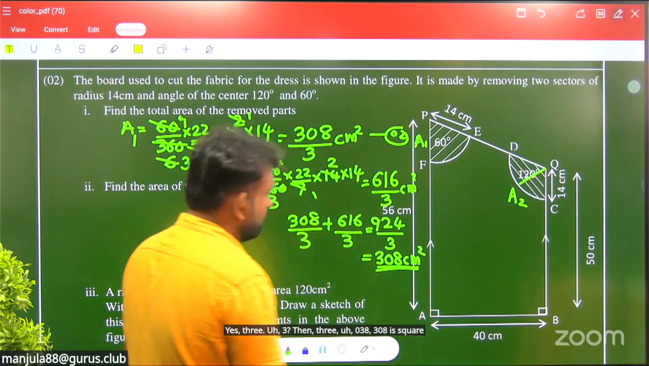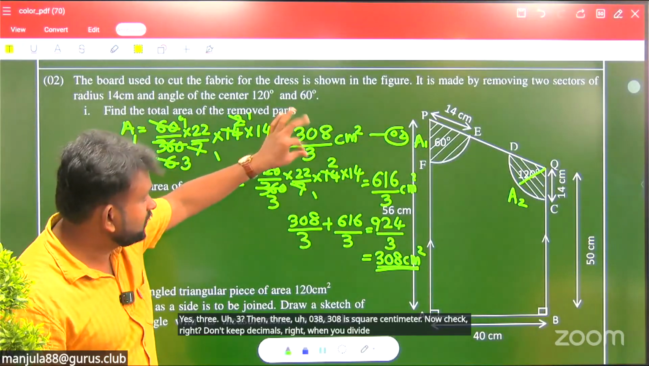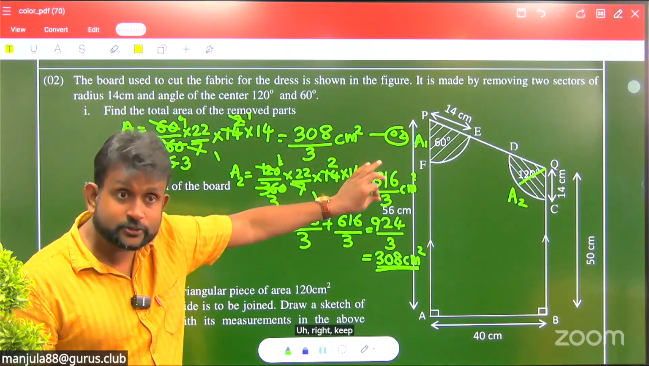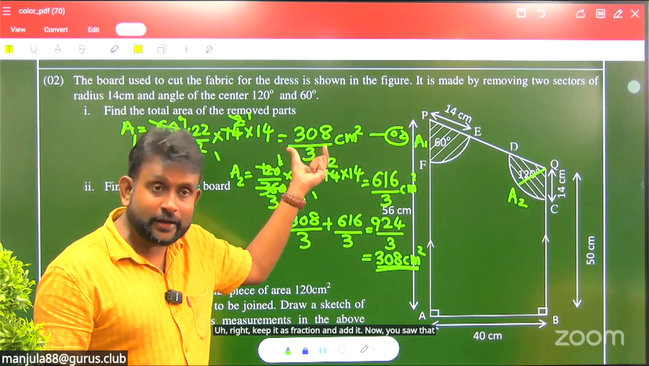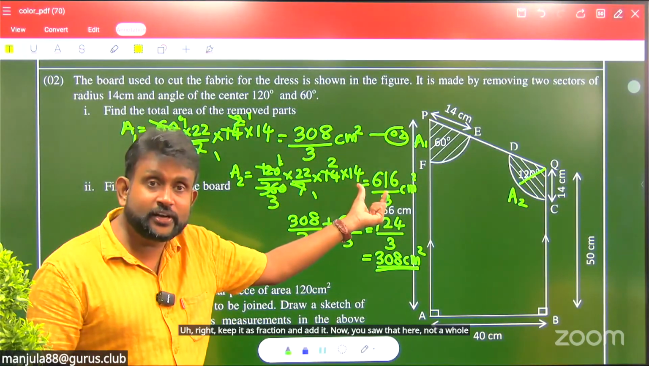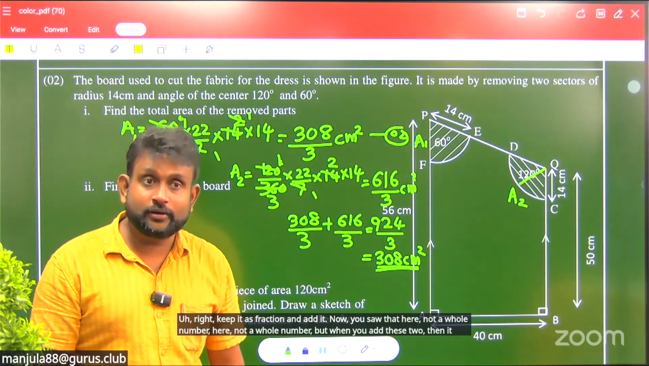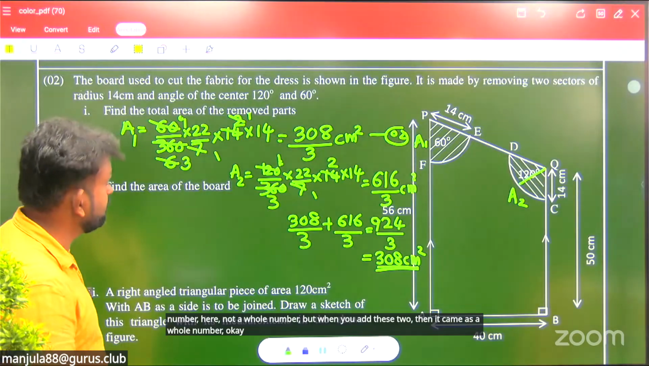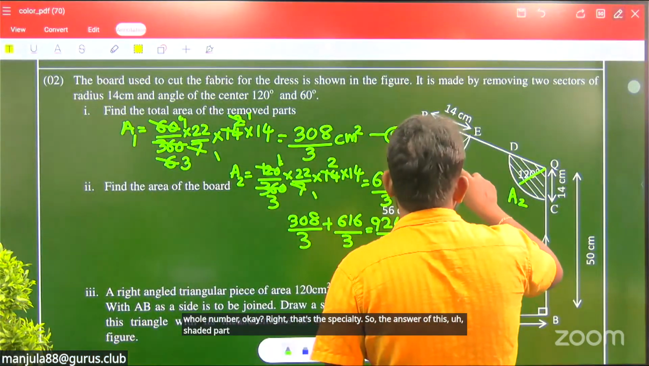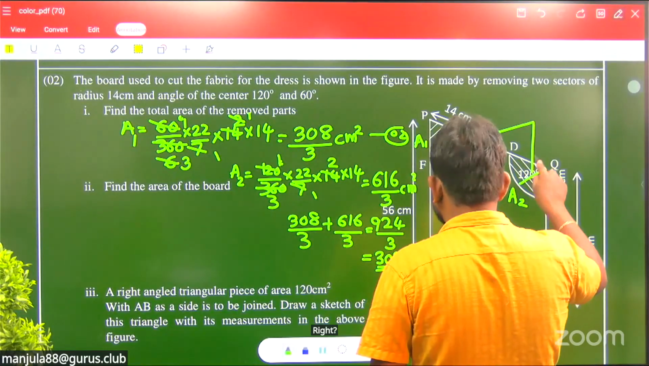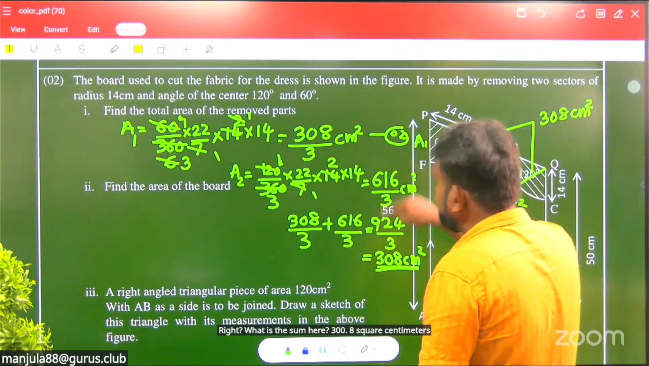Now check, right? Don't keep decimals. When you divide these, keep it as a fraction and add it. Now you saw that here is not a whole number, here is not a whole number, but when you add these two, then it comes as a whole number. Okay, right, that's the specialty. So the answer for the two shaded parts is 308 square centimeters. So 2 by 2, you take 4 marks there.